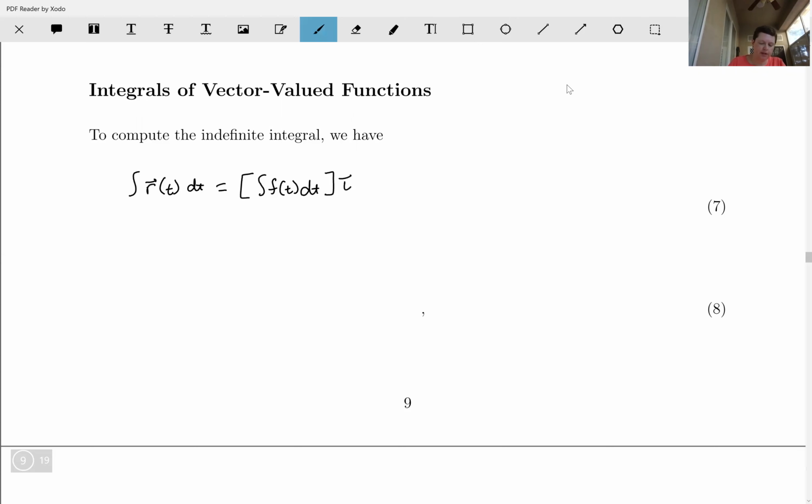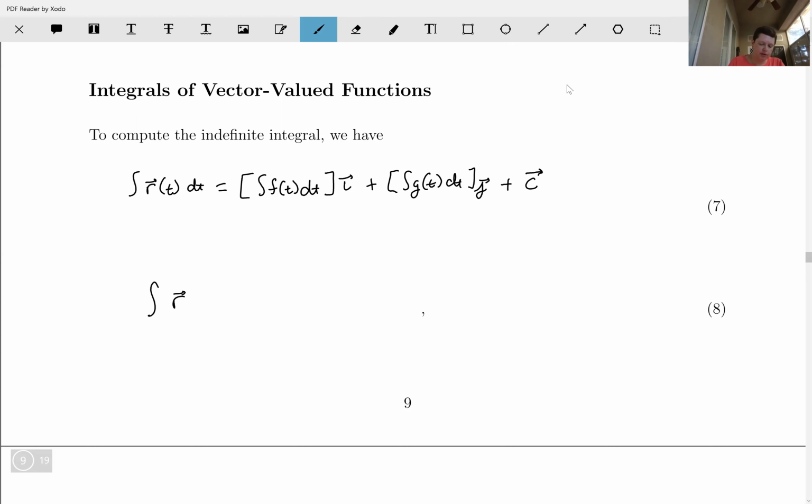component separately. So for a function in 2 dimensions, we have the integral of f of t dt times i plus the integral of g of t dt times j. And of course, we do not want to forget the arbitrary constant, but in this case, since we're dealing with vector valued functions, our arbitrary constant is actually an arbitrary vector.